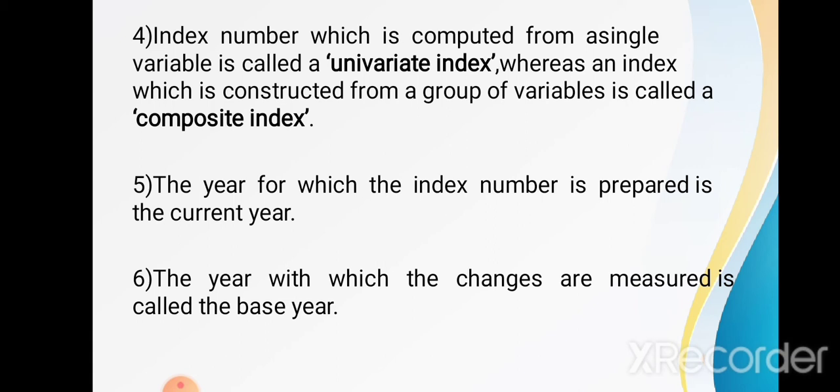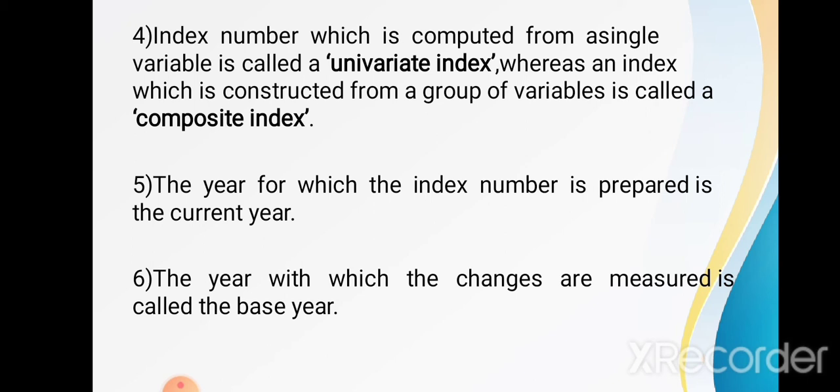So I hope the difference between the univariate and composite index is clear. What is univariate? An index number which is computed from a single variable, one variable, is called the univariate index, and an index number which is calculated from a group of variables is called the composite index. Is this clear? Univariate and composite index.